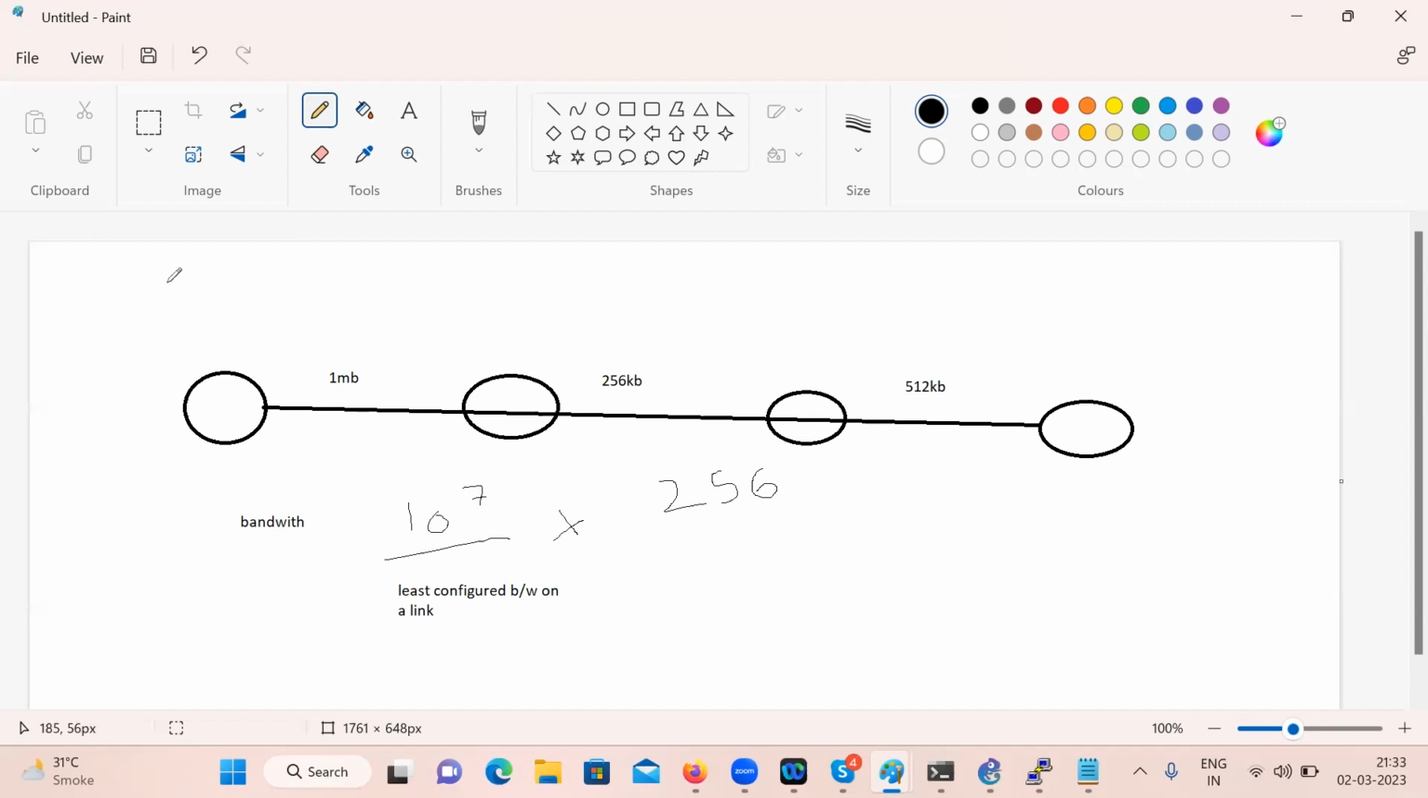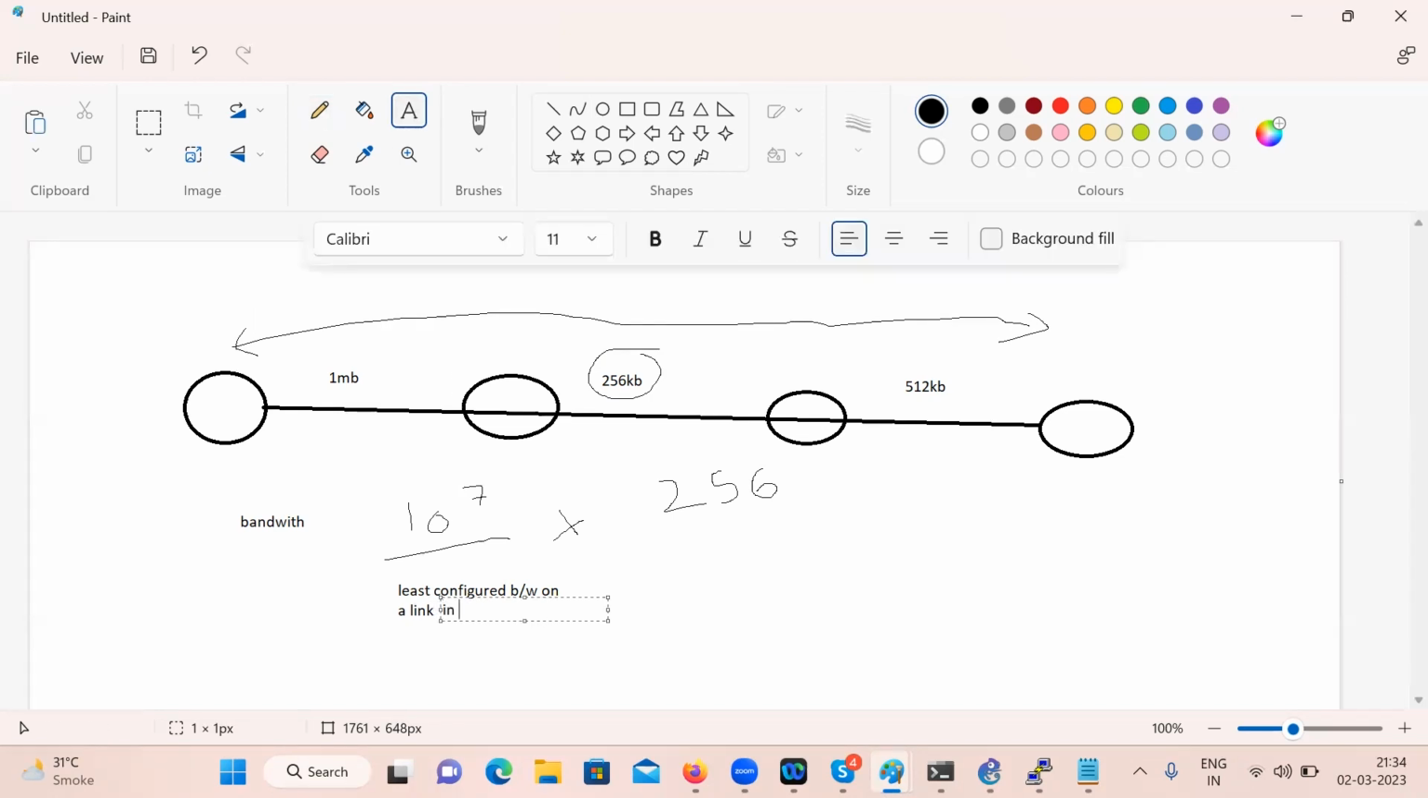If they are calculating a metric value for this link, the least configured bandwidth is 256, least configured bandwidth of a link in kbps. So what it will do? 10 raised to 7 divided by 256 kbps, into 256. Okay, they will get a value of something like 1 lakh or something.